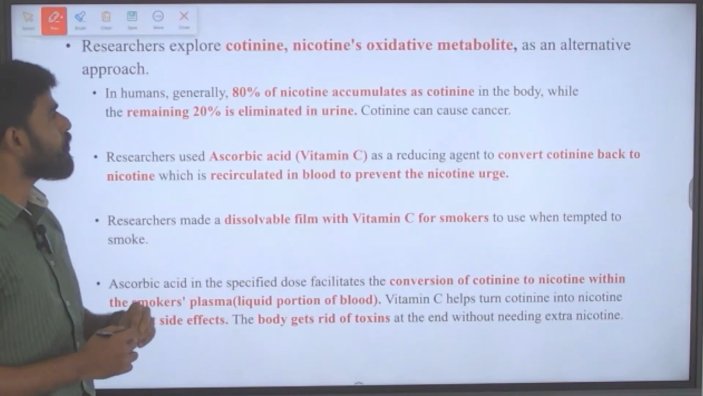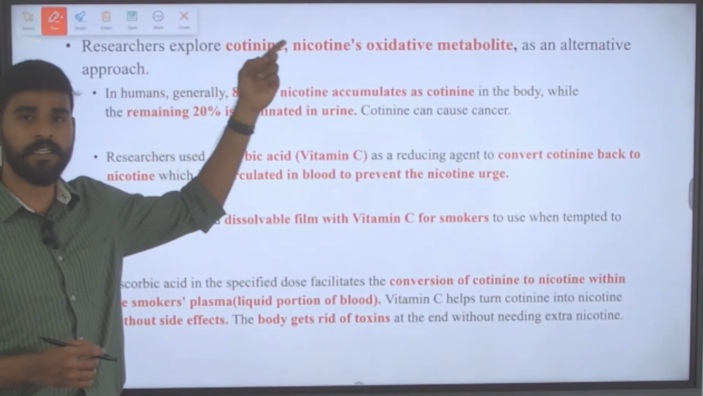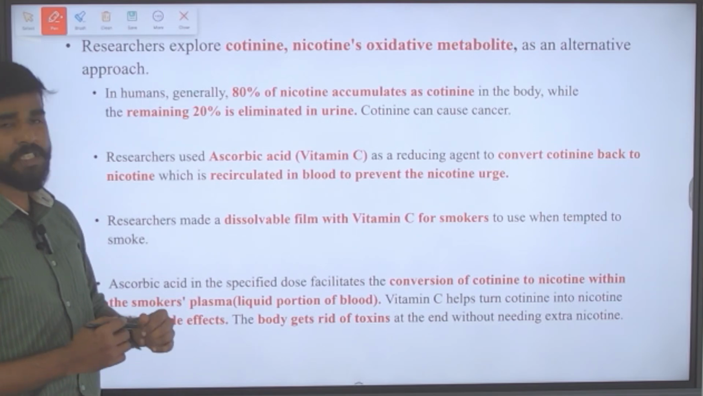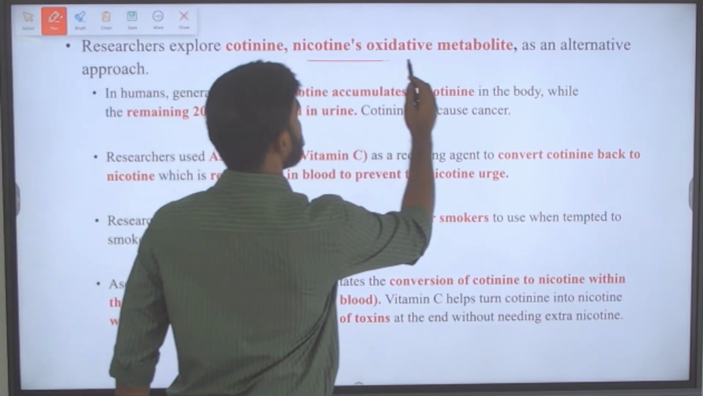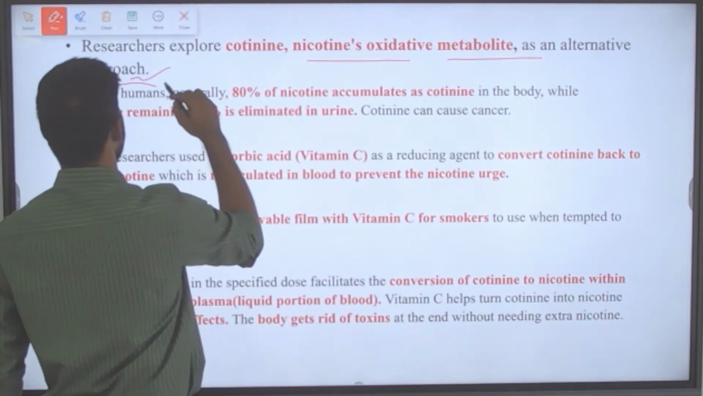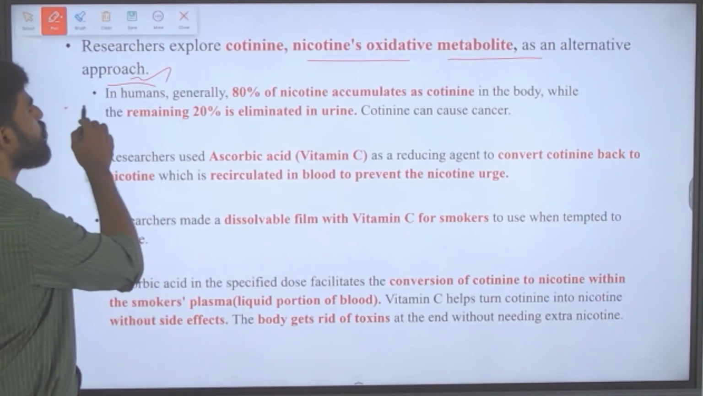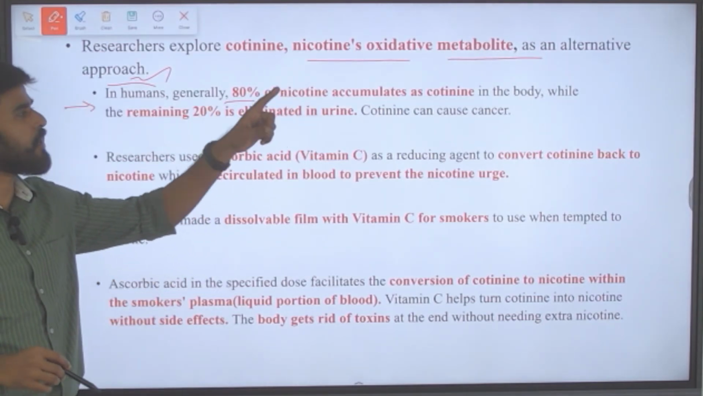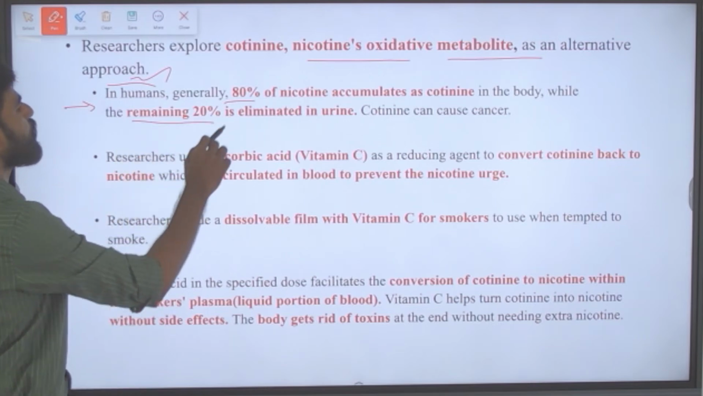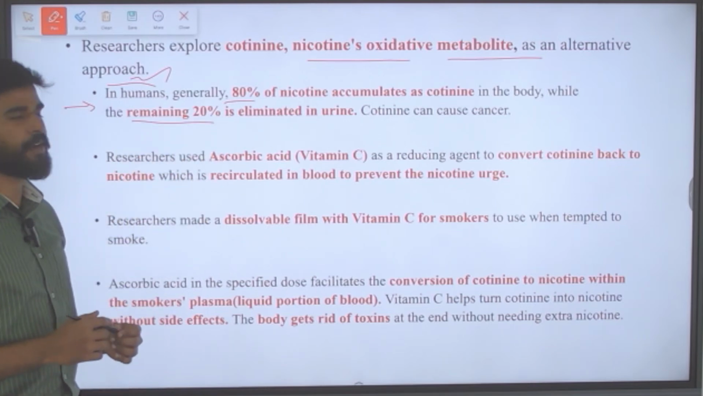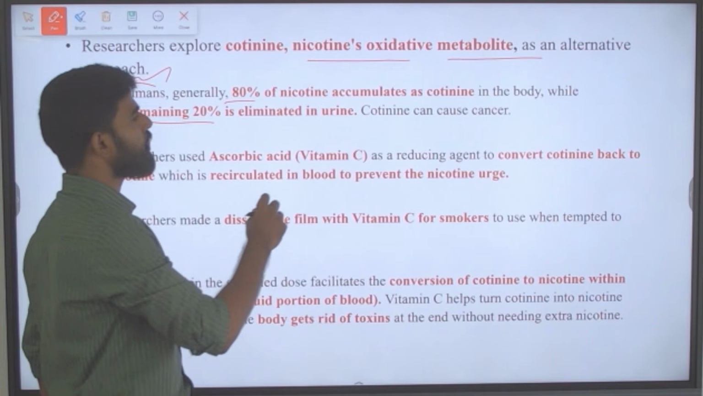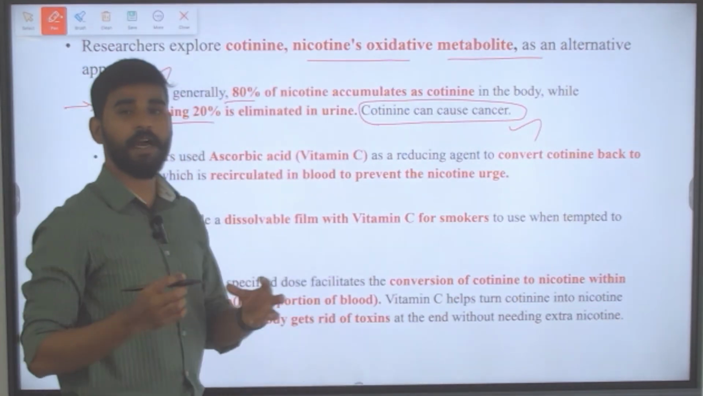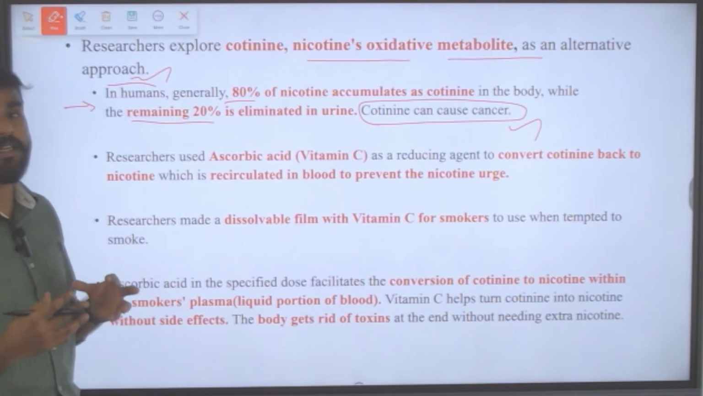So researchers explore cotinine. We already discussed that it is a metabolite of nicotine. So cotinine, which is nicotine's oxidative metabolite, is explored as an alternative approach. How are they going to do this? In humans, generally 80% of the nicotine accumulates as cotinine in the body, while the remaining 20% is eliminated in urine. And then this cotinine can cause cancer. Nicotine accumulation can cause cancer.